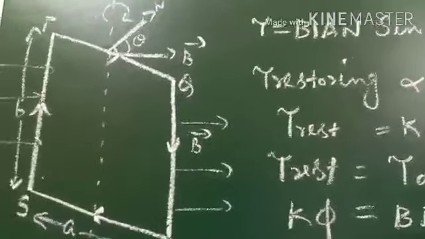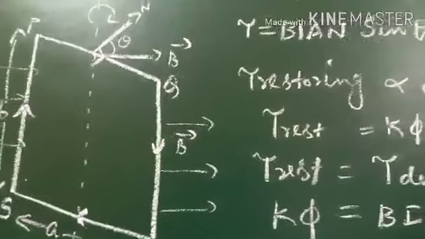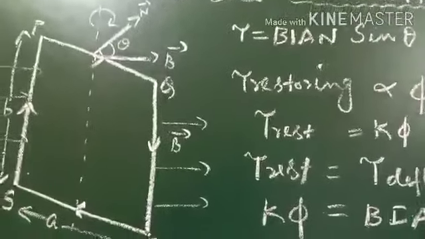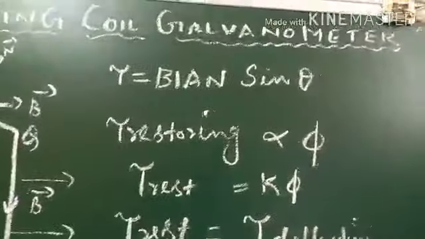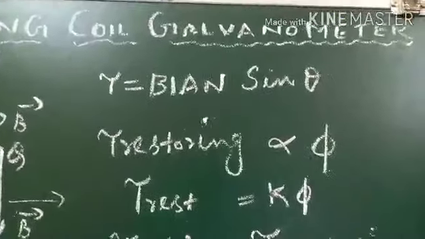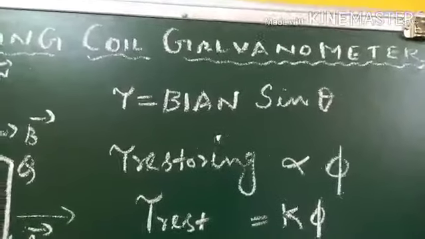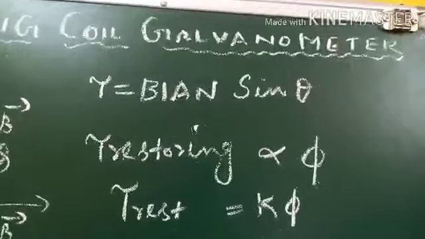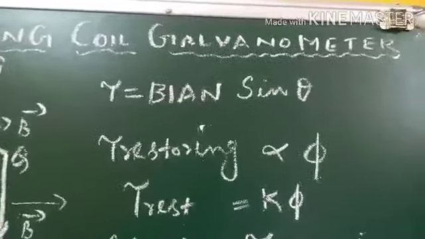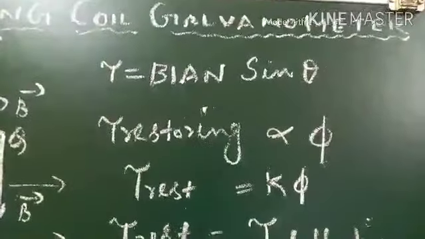We have studied the expression for torque experienced by the current carrying coil, so I am not explaining it again. In the previous topic we discussed it and got the expression for the deflecting torque: torque is equal to BIAN sin theta. Here theta is 90 degrees because the normal to the plane of the coil remains perpendicular to the magnetic field in all positions. So the maximum torque is equal to BIAN.